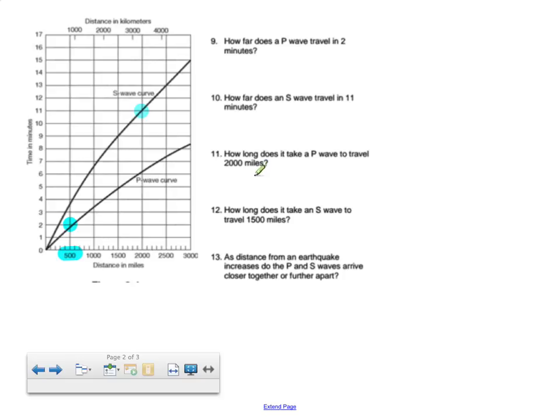Number 11. Shania, well, actually, Delandis, since you're finished. How long does it take a P wave to travel 2,000 miles? 6 what? 6 minutes. 6 minutes, 2,000 miles. P wave. All right. Aquarius, number 12. How long does it take the S wave to travel 1,500 miles? You have 1,500. We're looking at the S wave. 9 minutes would be correct.